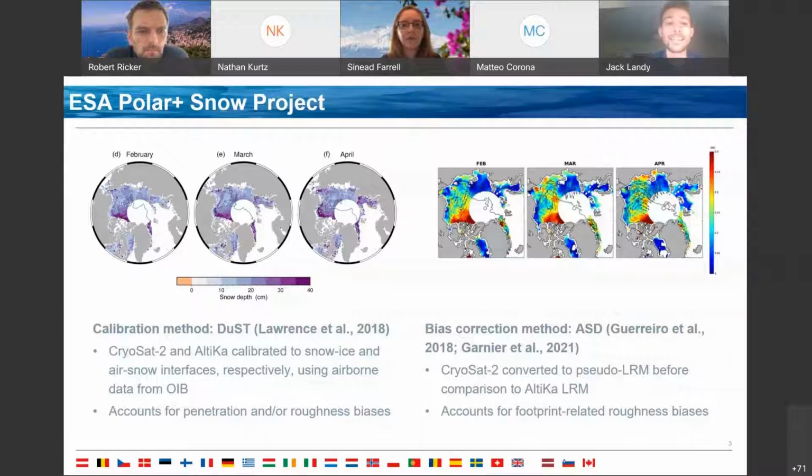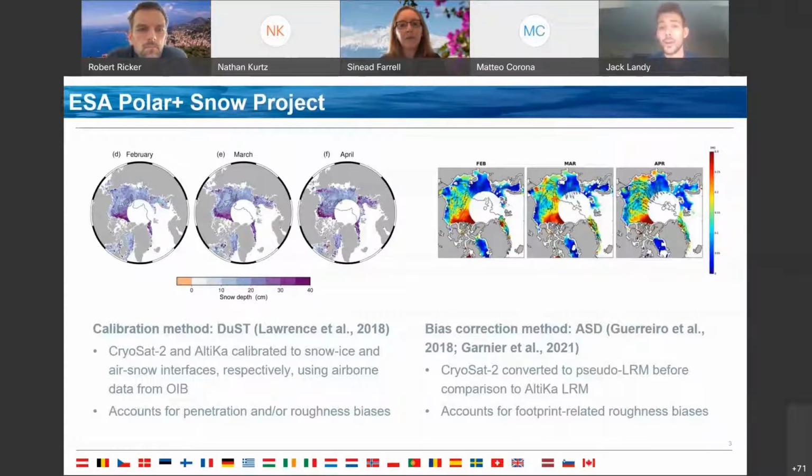So based on the peakiness of the radar waveforms and relating that to the roughness from IceBridge, the two interfaces, snow-ice and air-snow, were calibrated to the right places to account for penetration and roughness biases. And then the alternative method, which we call the bias correction method, is the Altimetric Snow Depth product from Kevin Guerrero, Sarah Fleury, and Florent Garnier.